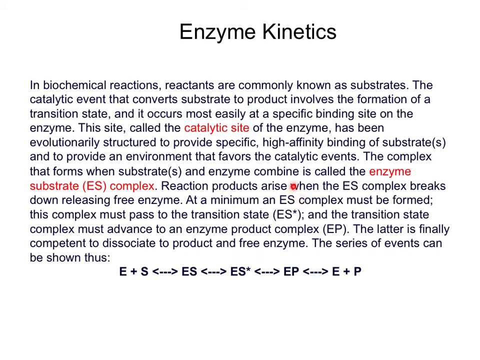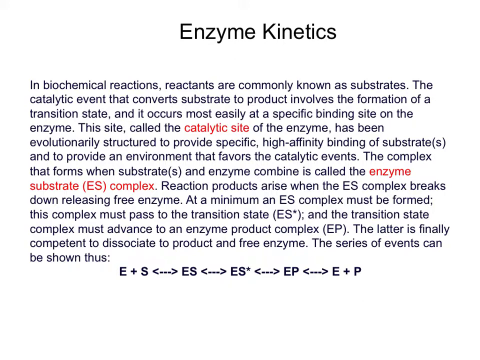So at minimum, an enzyme substrate complex must be formed, must pass through a transition state, which is represented by enzyme substrate with a star, and the transition state complex must advance to an enzyme product complex, or EP.